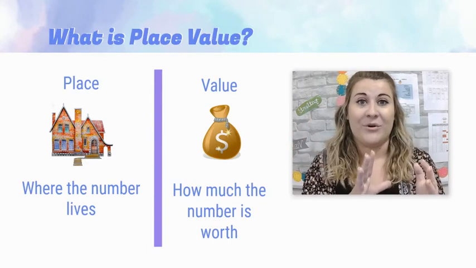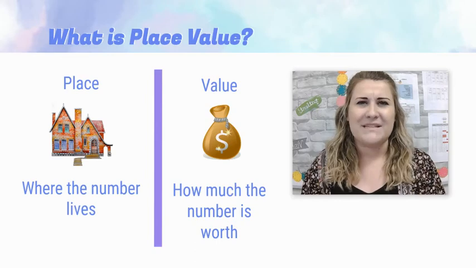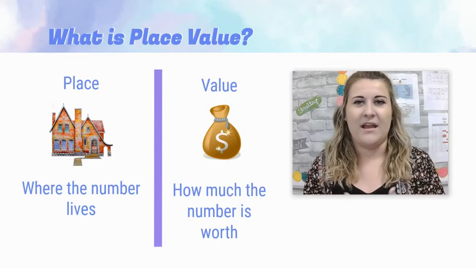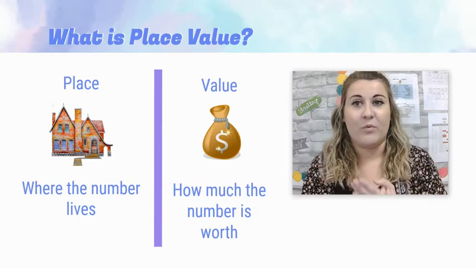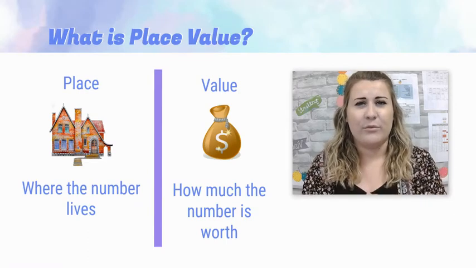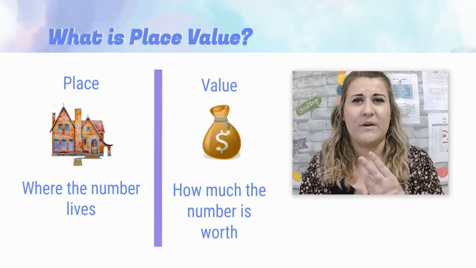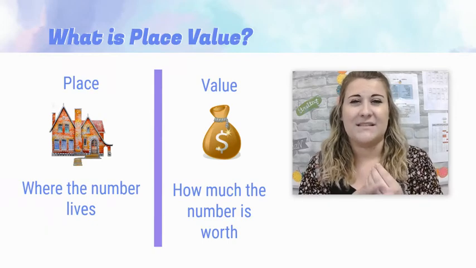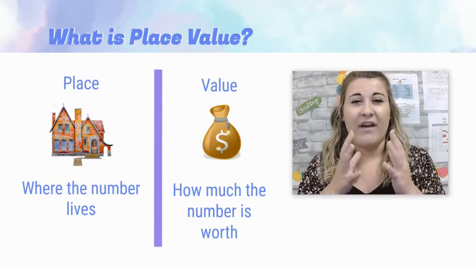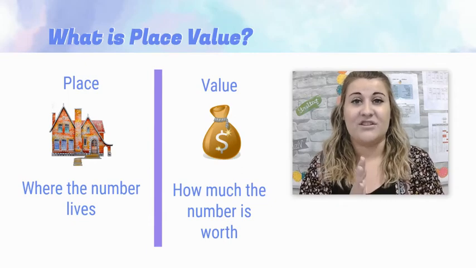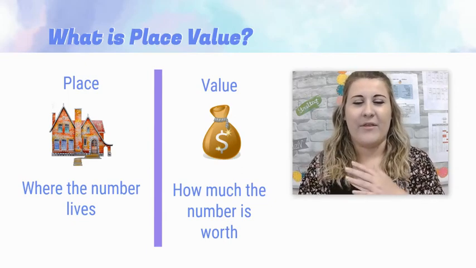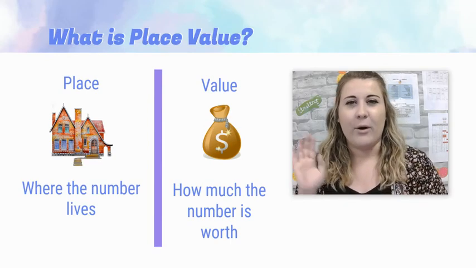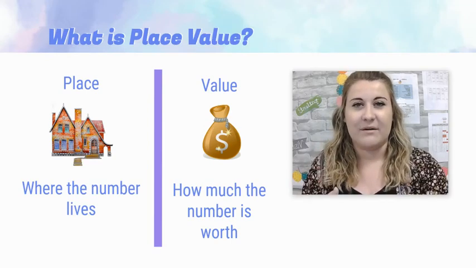And then our second word is value. Value is how much something is worth, okay? So if you look at the number 2 in the number 20, you know that 2 really doesn't mean it's only worth 2. It's worth 2 tens because it's in the tens place. So the value of that 2 is actually much more than 2. It's 20. That's what we're going to be talking about.